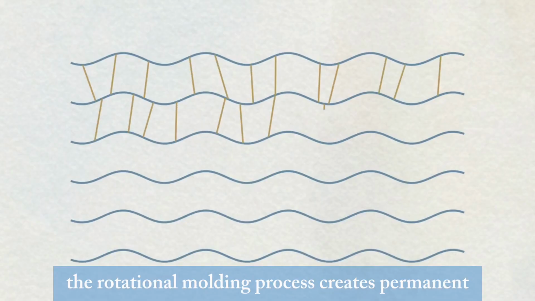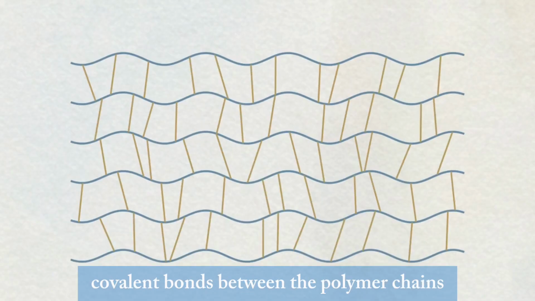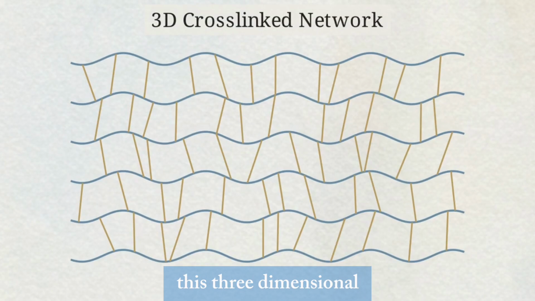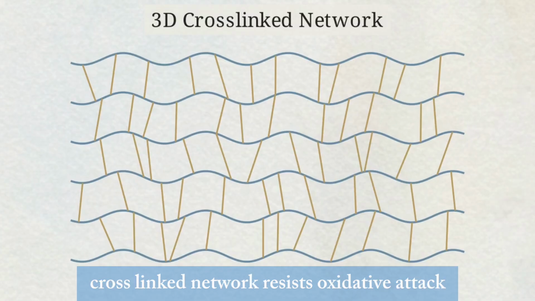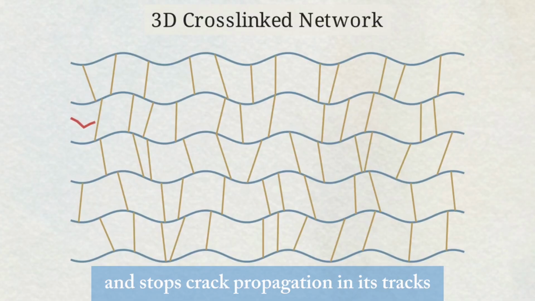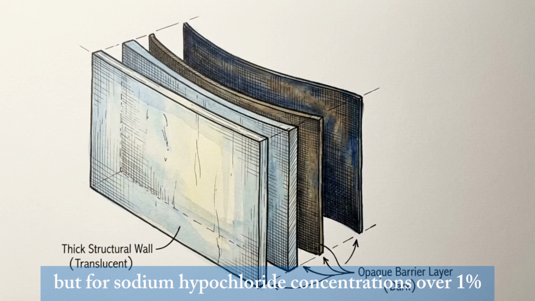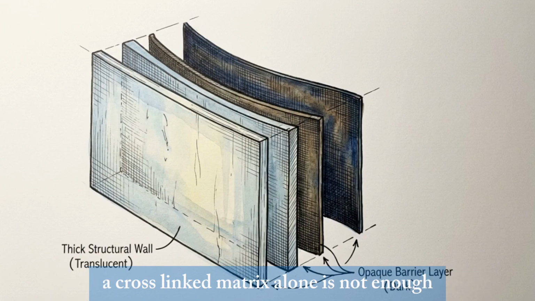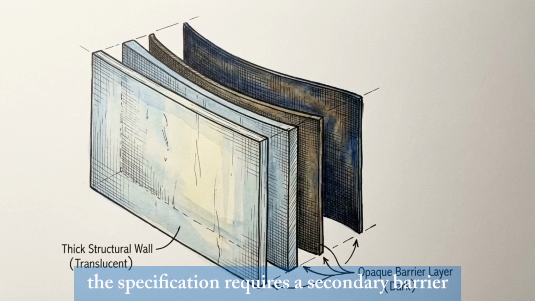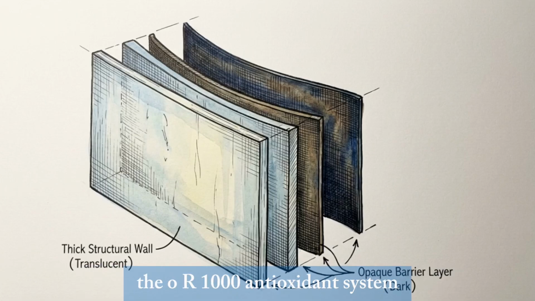The rotational molding process creates permanent covalent bonds between the polymer chains. This three-dimensional cross-linked network resists oxidative attack and stops crack propagation in its tracks. But for sodium hypochlorite concentrations over 1%, a cross-linked matrix alone is not enough. The specification requires a secondary barrier, the OR1000 antioxidant system.